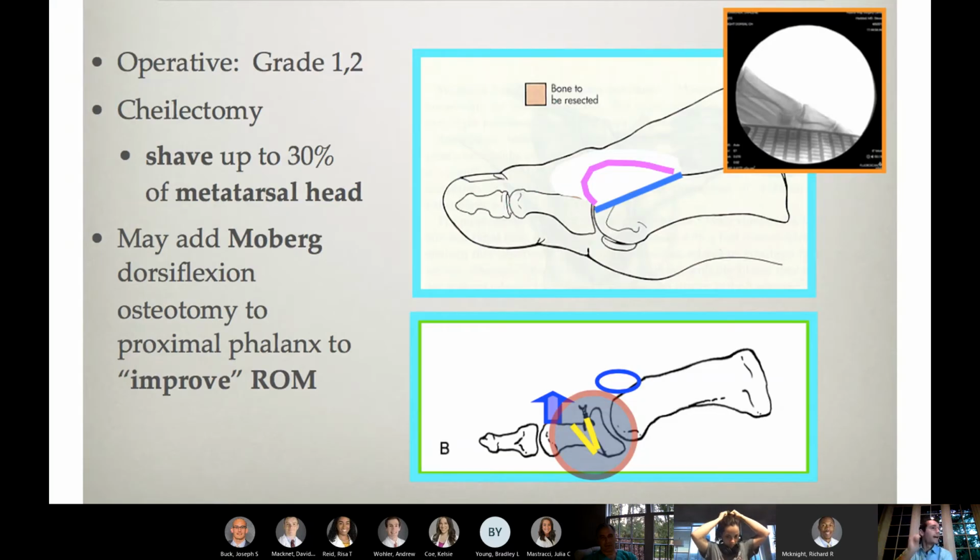Anyways, for grades 1 and 2, dorsal cheilectomy: what you're doing is shaving off the dorsal part of the bone. Some people say 30% of the metatarsal head. You do want to make a good transition in that area. And then I do add a Moberg osteotomy. What that does is take some of the stress off of the joint. If you think about it, when that toe has to dorsiflex, if you've taken a wedge of bone out, it doesn't translate that dorsiflexion to the joint to the same extent. That's the way I think about it. I don't know if they'll ask that on a test or not, but.